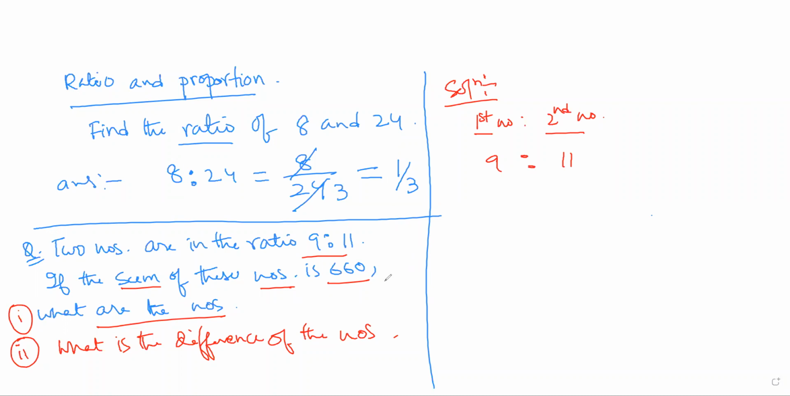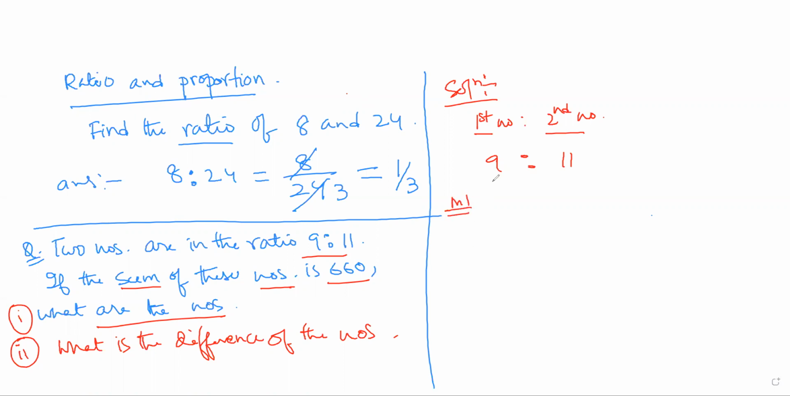Okay, let's take 9x plus 11x equals 660. That is also one of the concepts, but I'm not going to use x this time. Using x is the usual method in competition exams. Without using x, let me show the usual way: let the first number be 9x, second number be 11x. That is one concept, okay?